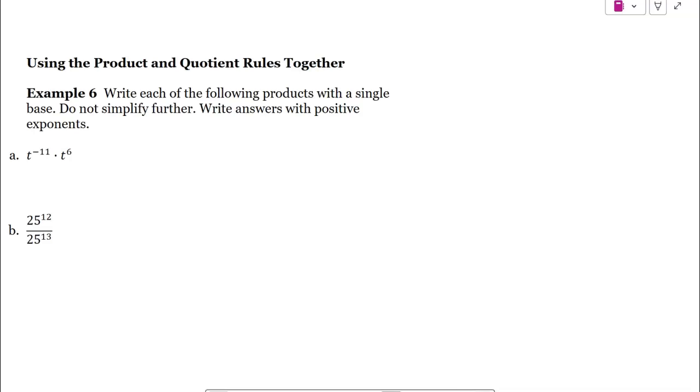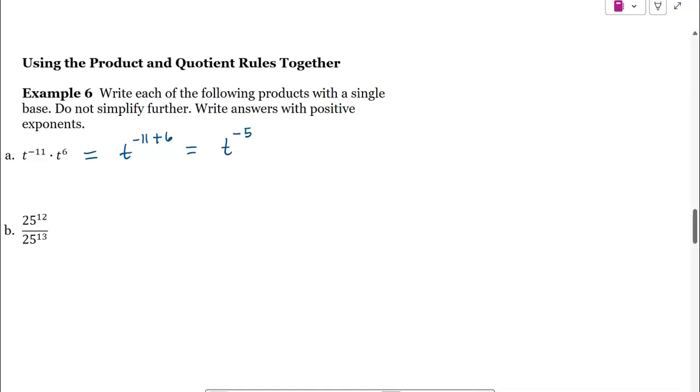For example A, I have a product here, so that means that I will take the two exponents and I will add them together. The base is t here. Negative 11 plus 6 is a negative 5. The negative exponent tells us that this should be written in a different format. It should be written as 1 over t to the 5th power.